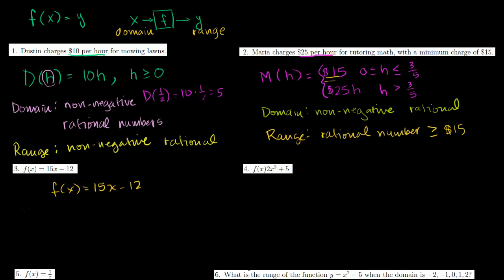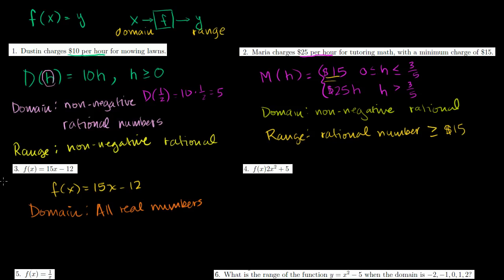So what's the domain here? Well, I could stick any real number x in here, and I'd just multiply it by 15 and then subtract 12. I could put pi there. I could put the square root of 2 there. I could put e there. I could do all sorts of crazy things. So I'm going to say all real numbers. Any real number I put in for x, I'm going to get a legitimate output.